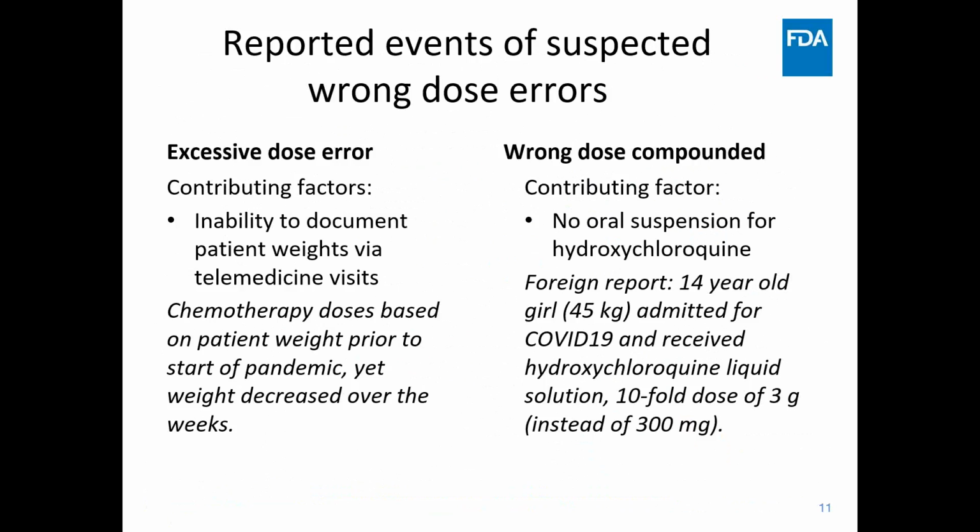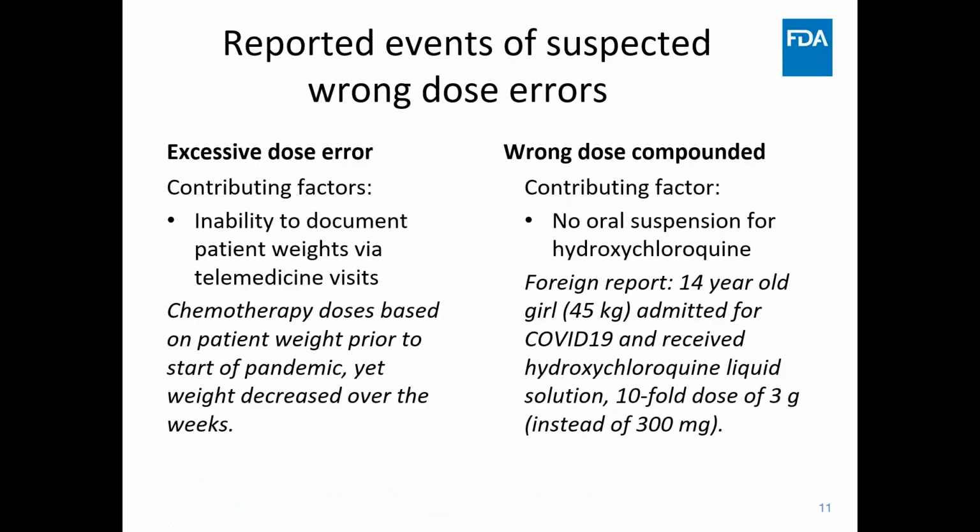So here are some events of suspected wrong dose errors that we've seen recently. There were excessive doses, for example, a chemotherapy dose that was more than should have been per the labeled instruction. And the contributing factor was that there were more telemedicine type visits and inability to document patient weight in this manner. So chemotherapy doses are based on patient weight, and they were based on patient weight prior to the start of the pandemic, and yet the weight decreased over the weeks, but this was not highlighted in a telemedicine visit.